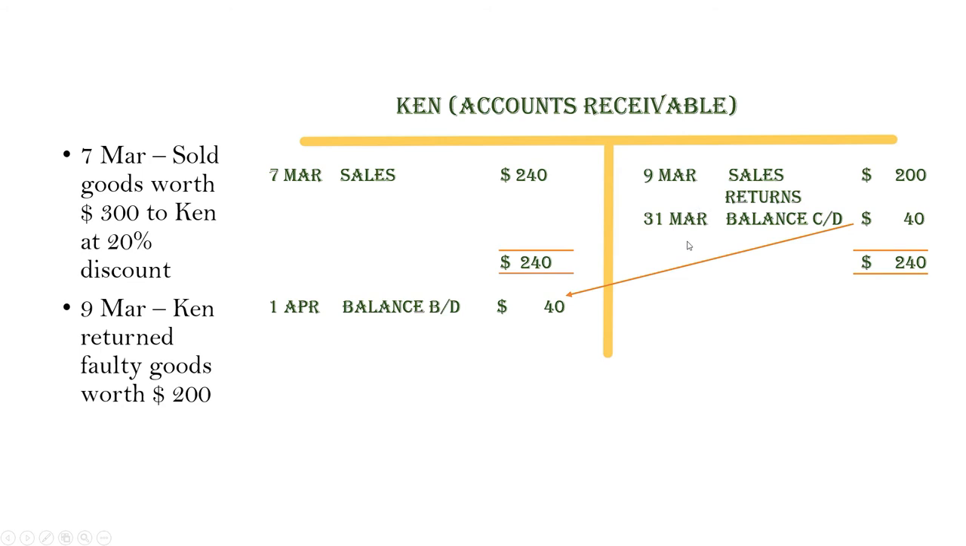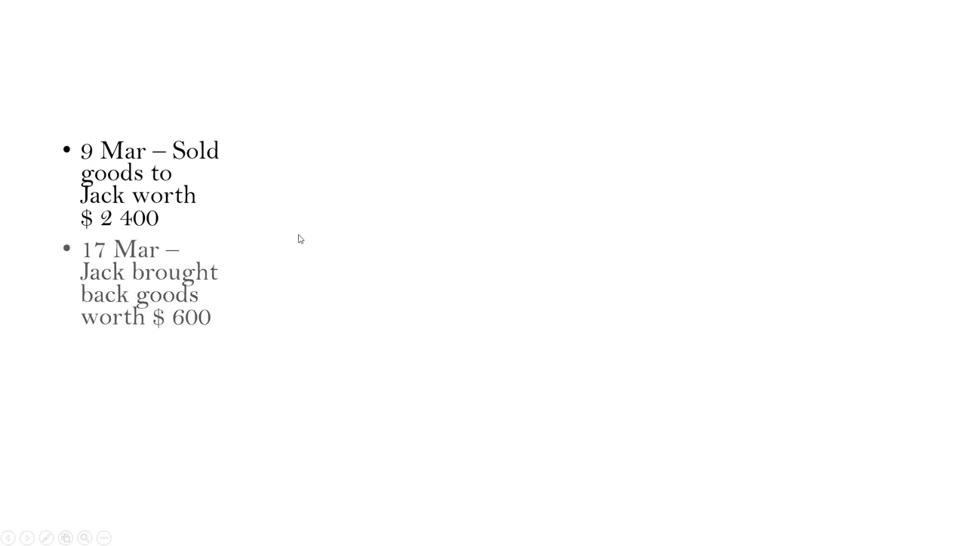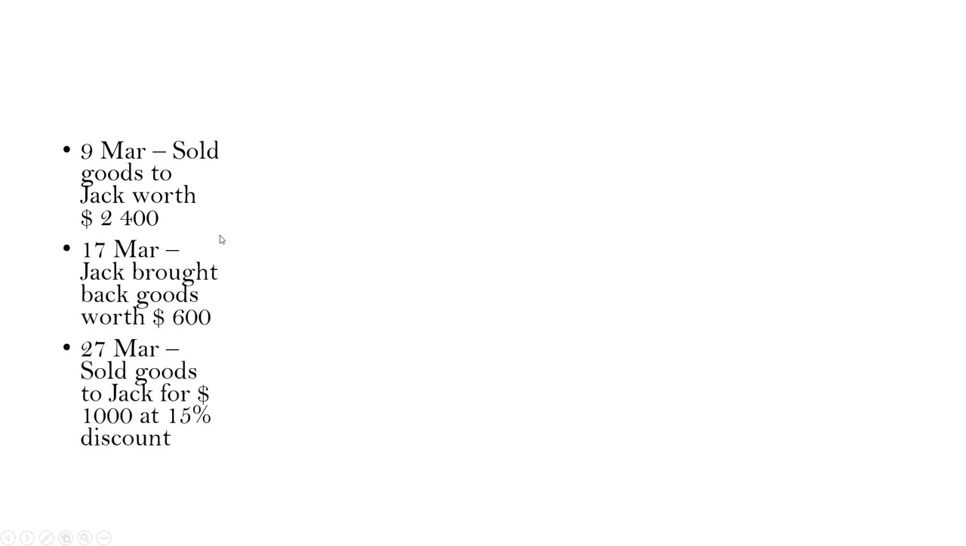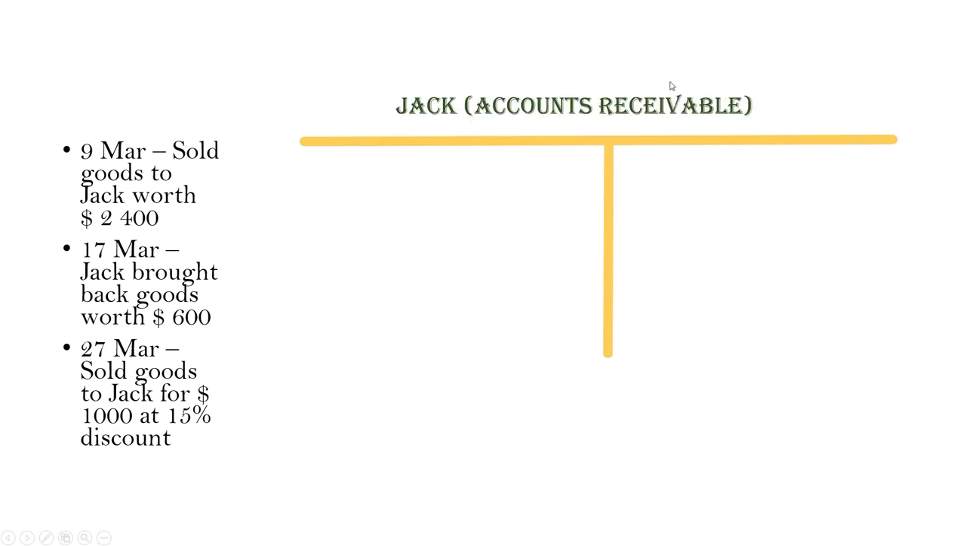All right. Okay, so next thing, we know that Jack, there's 3 kinds of transactions. 9th March, we sold. 11th, he brought back. And 27, we again sold. So the T, Jack, is an accounts receivable. We can collect money from him. We sold some goods to him, but it's on credit, so we didn't receive any money. He's getting our money. So debit side, this.